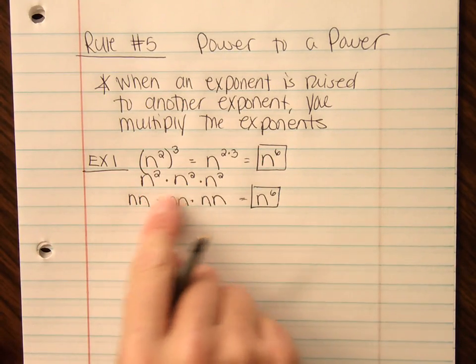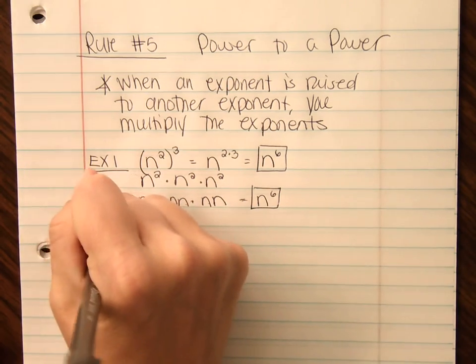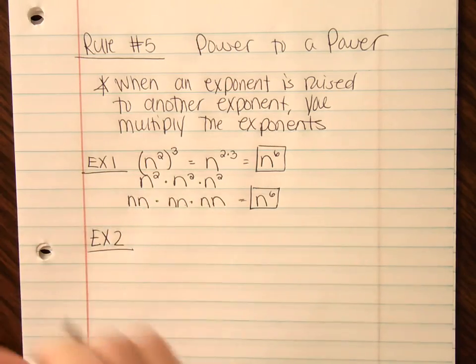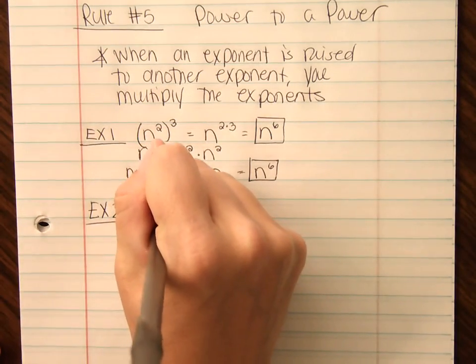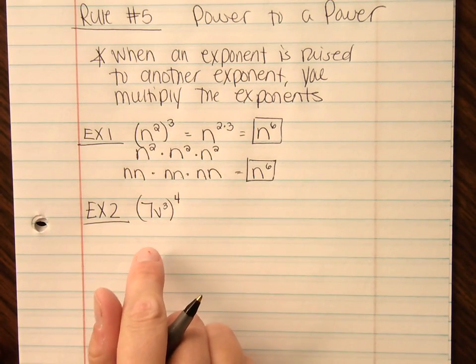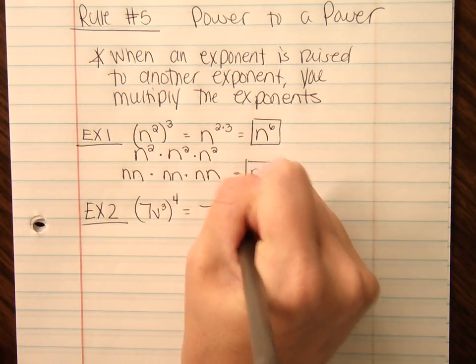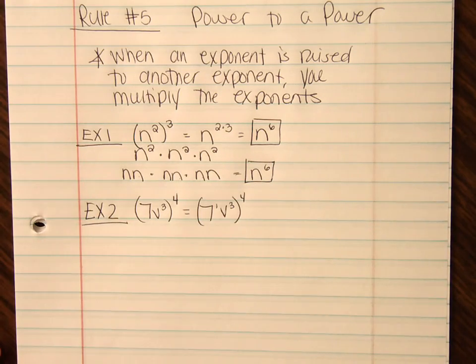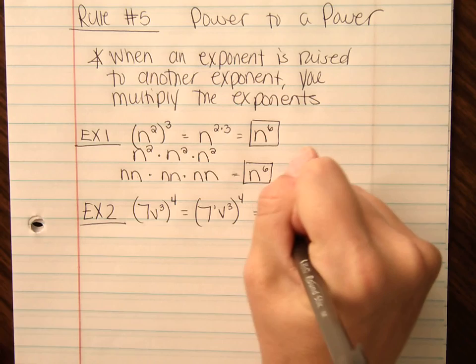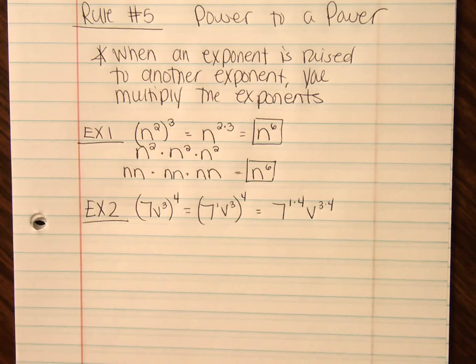Again, I think expanding it is the best way to do this so you don't confuse your powers, because you'll forget to multiply something. Let's get a little bit harder. Example 2. 7v to the 3rd power raised to the 4th power. This is where people will make their mistake. You have to remember that 7 has an exponent of 1. When there's no exponent there, you have an exponent of 1. So we have to multiply 1 times 4 on the 7 and 3 times 4. This is why I think expanding is better, because you won't forget about the 7.